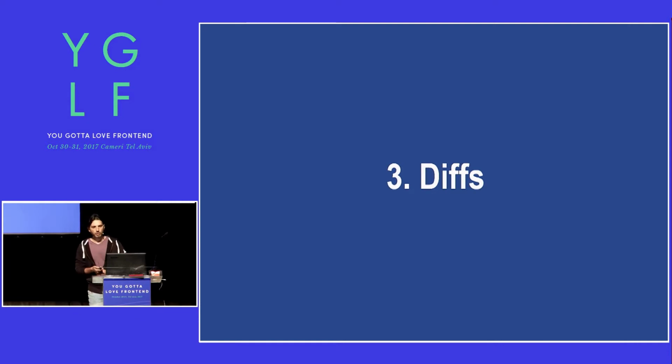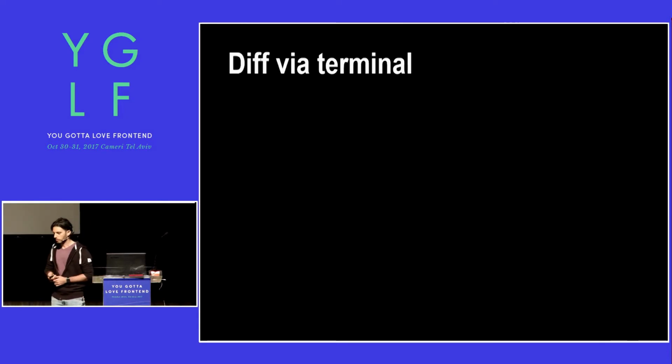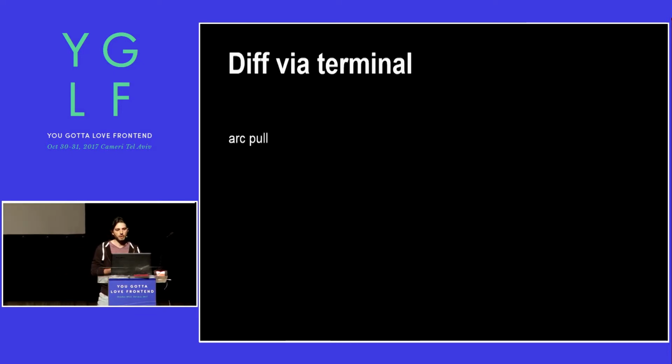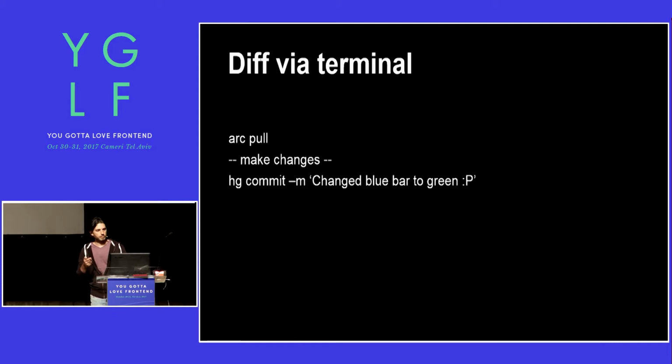When committing code and you want to push it into production, we use something we call diffs. Basically, if I'm starting my day, I start in the terminal with arc pull, which fetches all the updates on the repo and rebases my current branch. I perfect my changes, and let's say I want to take the blue bar on top and change it to green because I think it's going to bring more attention or something.